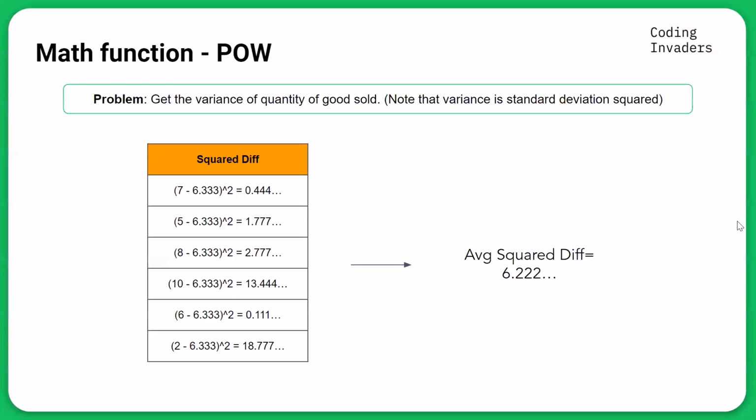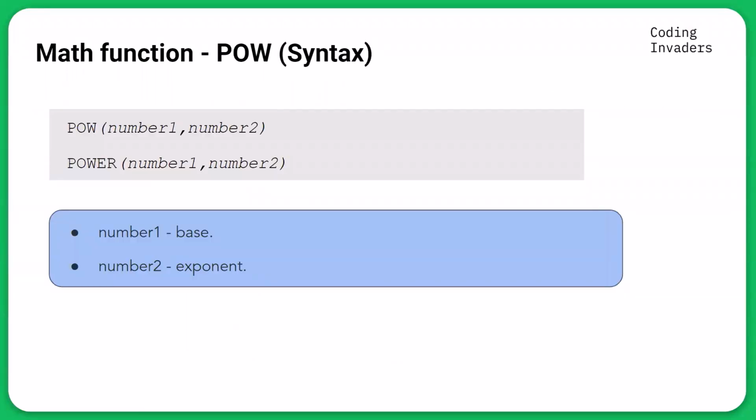So great. We have also learned the power math function. So the syntax of power is, it takes two arguments, number 1 and number 2. Number 1 is the base, number 2 is the exponent. That is, to what power you want to use. In our case, we have used 2. That is to the power of 2.